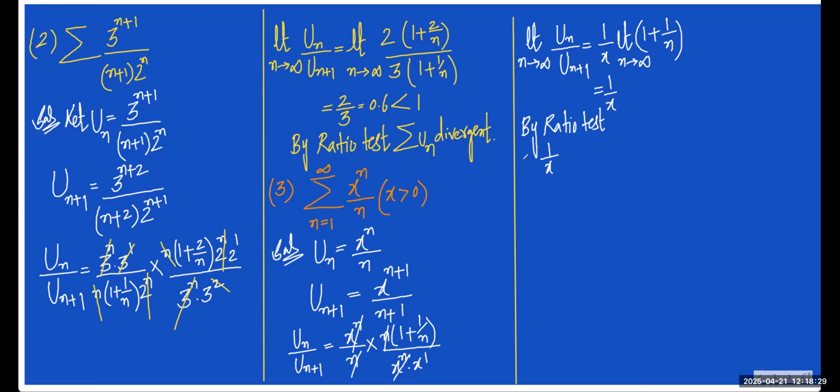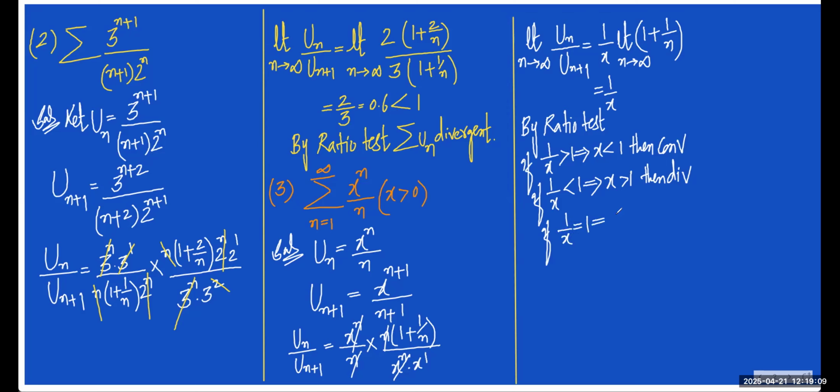By ratio test, if 1 by x is greater than 1, the meaning of this is x is less than 1, then convergent. Compulsory, we have to write all the three consecutive statements, because if x is involved, 1 by x less than 1, x is greater than 1, then divergent. If x is equal to 1, 1 by x is equal to 1, which implies x is equal to 1 test case.